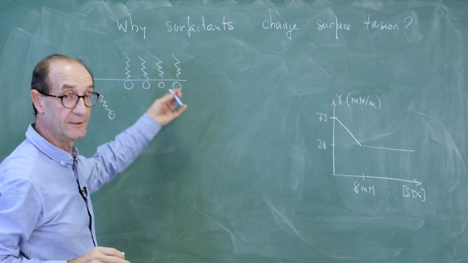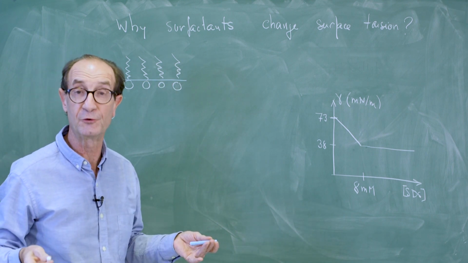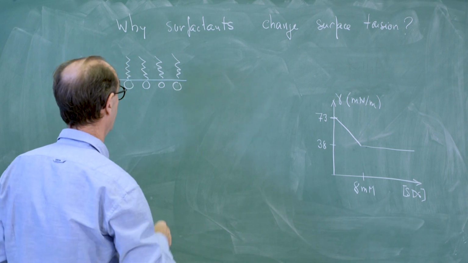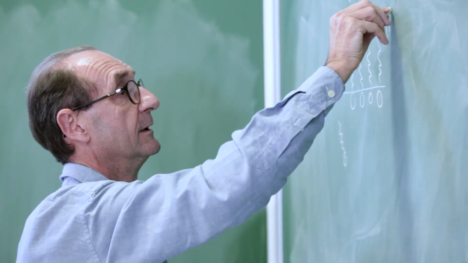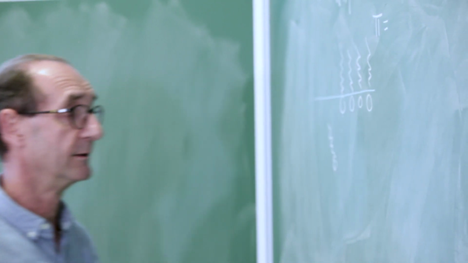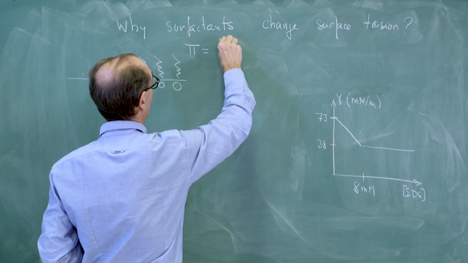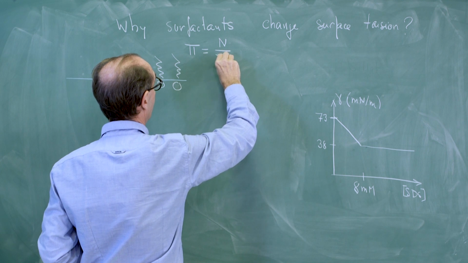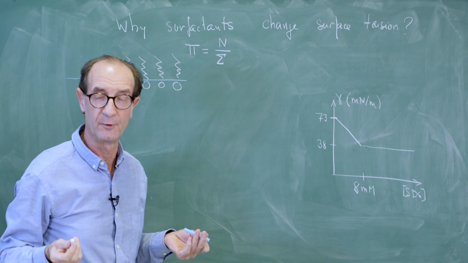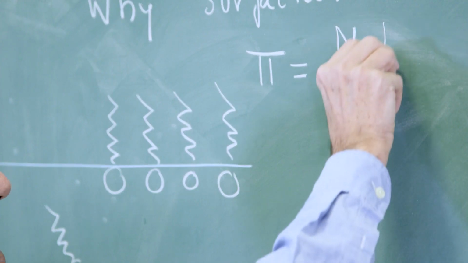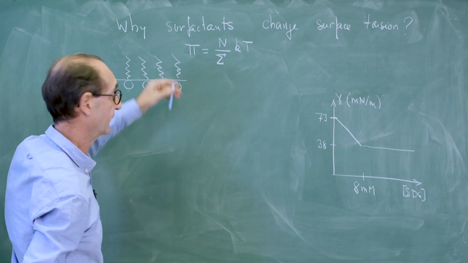And when they are at the interface, they move because of Brownian motion, and they behave as a two-dimensional gas. And this two-dimensional gas has a pressure, pi, which is given by the number of molecules per unit area, n, number of molecules divided by the area of the surface, multiplied by the thermal energy, kT. So this is the pressure associated with this two-dimensional gas of molecules.